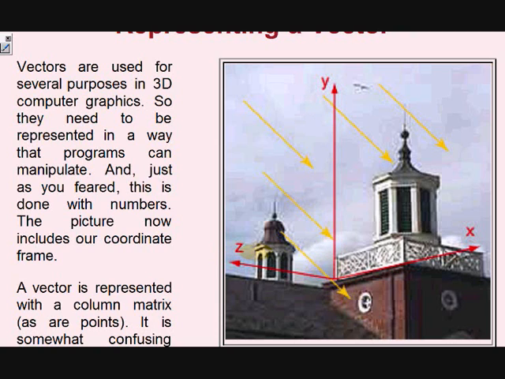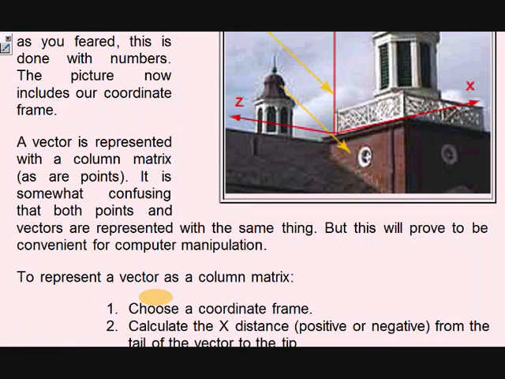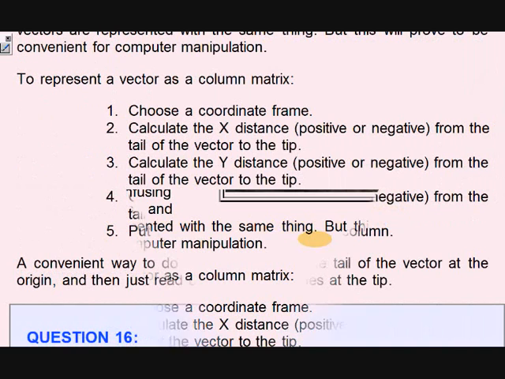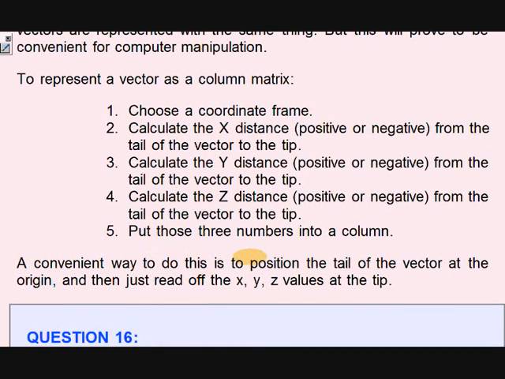Here, a vector is represented with a column matrix, as are points. It is somewhat confusing that both points and vectors are represented with the same thing. You know what a point is? A point is just a position, right? Place the tail of the vector at the origin, and then just read out the x, y, z values at the tip. That is the trick here, okay? That's why we use this x, y, z axis.